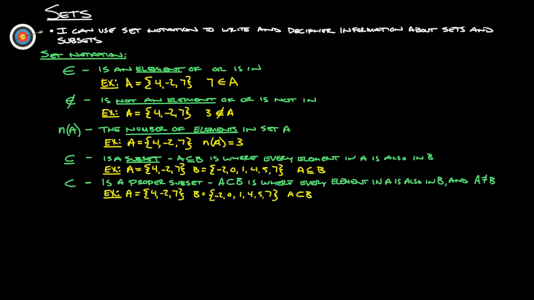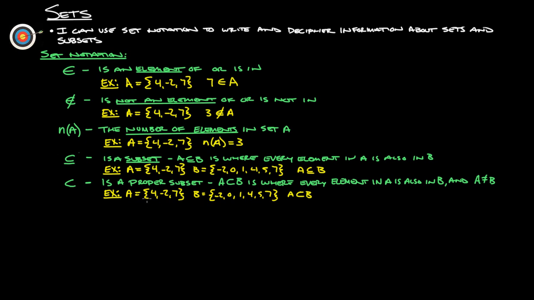All right. C without the line under it is a proper subset. A proper subset of B is where every element in A is also in B, but A does not equal B. So this example that we had up here is also an example of a proper subset where every element in A is also in B.